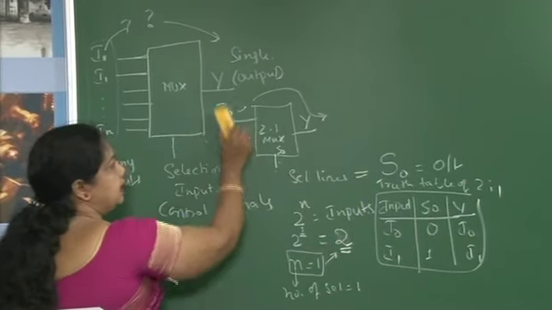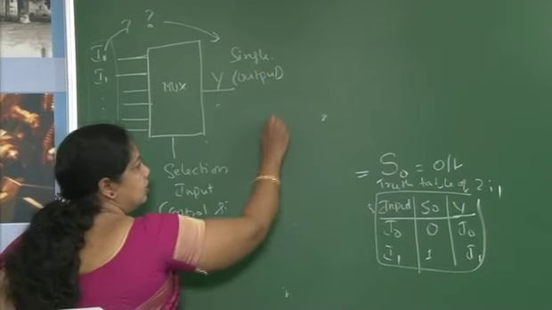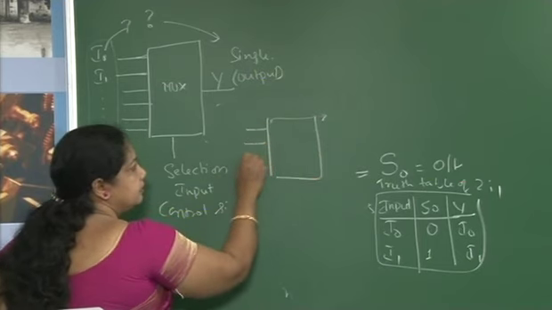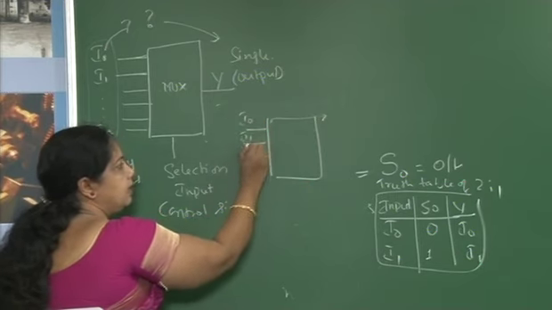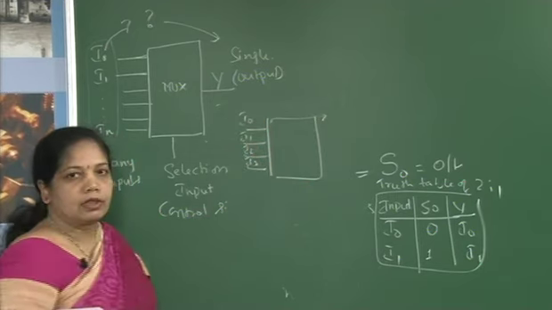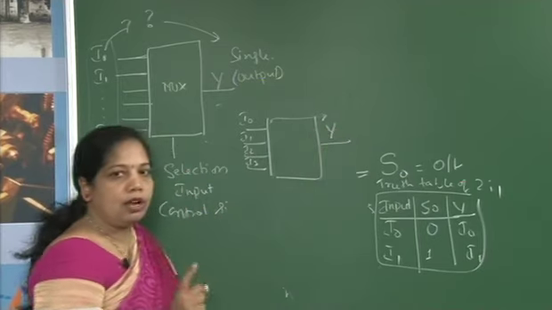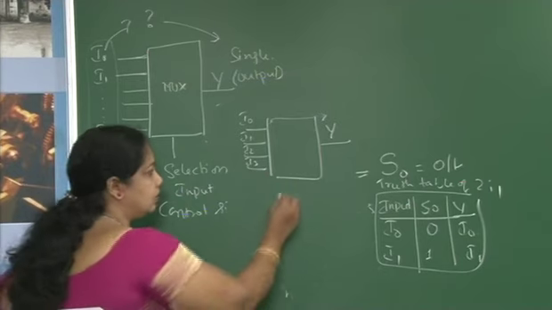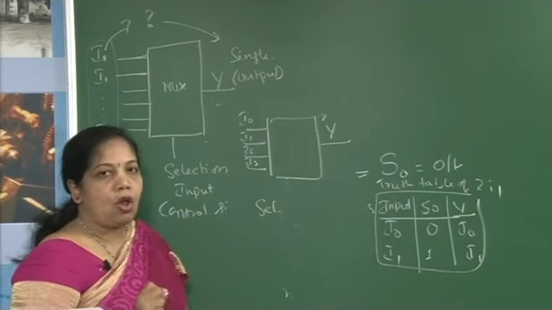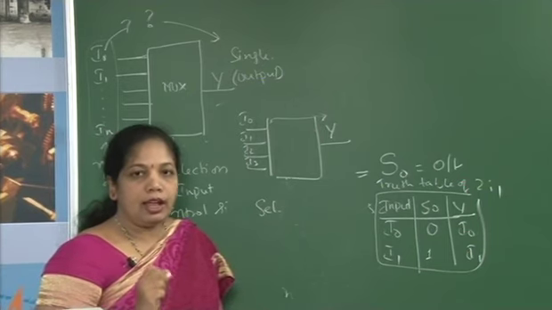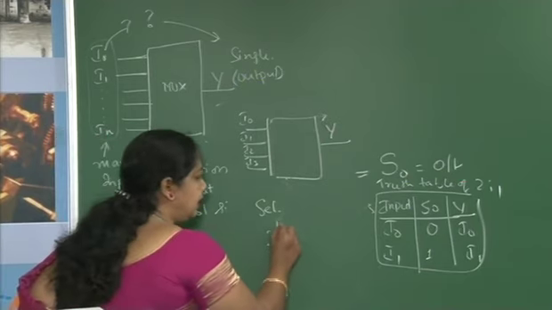Now let us take an example of a 4:1 mux. Suppose we have 4 lines. We designate these as I0, I1, I2, I3. We have 4 lines and 1 output Y. Next, the selection lines. Now I am going to decide the selection lines. How many selection lines do I require for a 4:1 mux? For the 4:1 mux, once again I will take this formula.